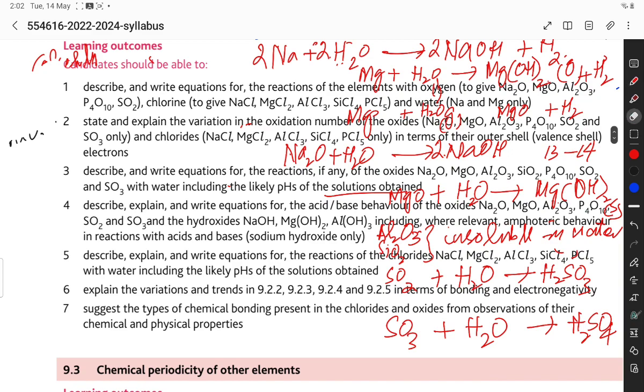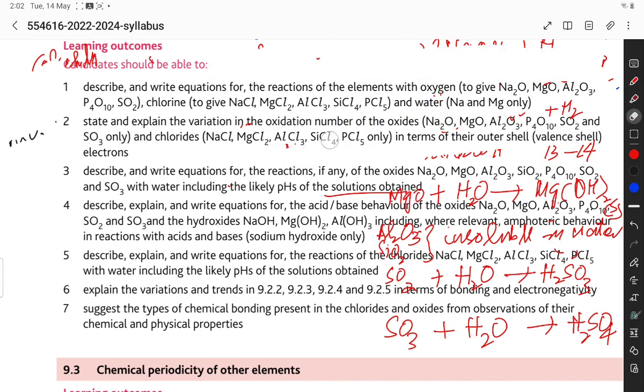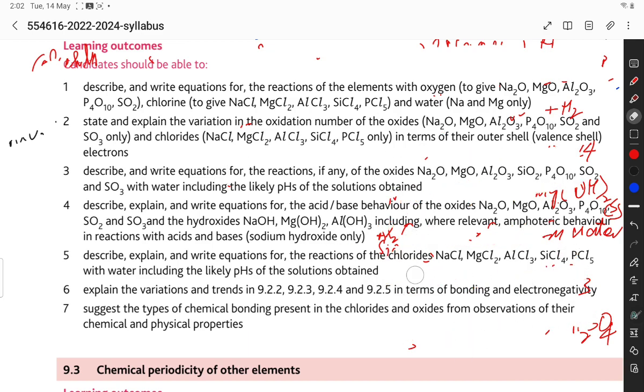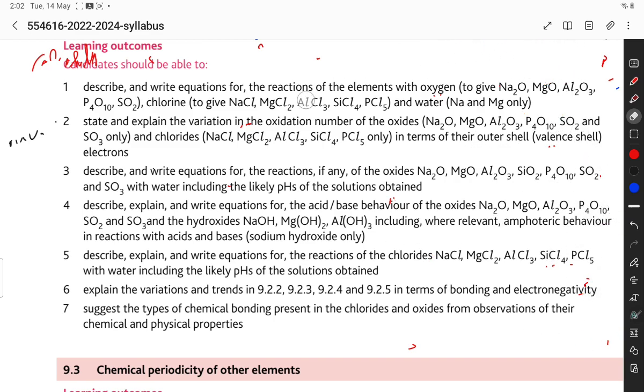So these are the different reactions of metals and period 3 elements with oxygen, chlorine and water, as well as oxides with water.